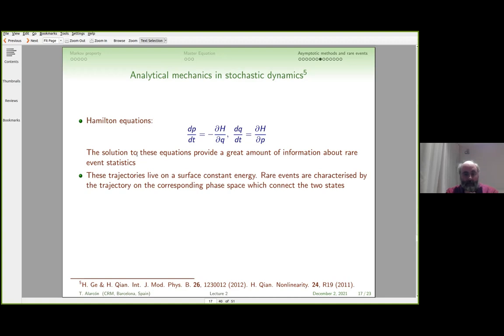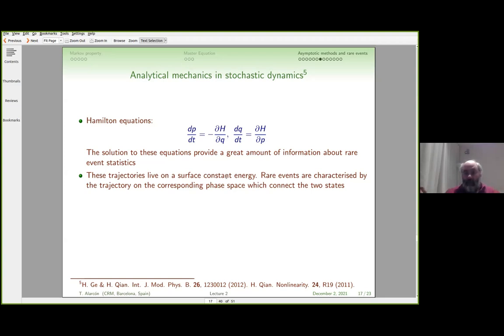Okay, so because these trajectories live on a surface of constant energy. This Hamiltonian system is not a real Hamiltonian, so there are no forces, but you can still formalize it as a Hamiltonian system, and these trajectories live on a surface of constant energy. Okay, so now these rare events are characterized by the trajectory on the corresponding phase space that connects two states.